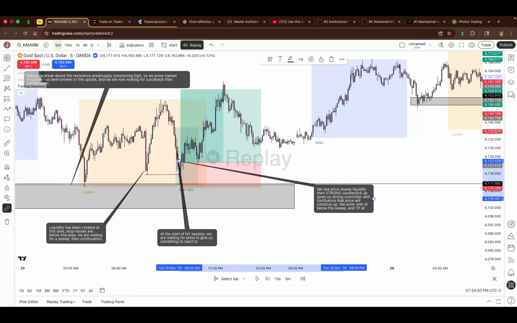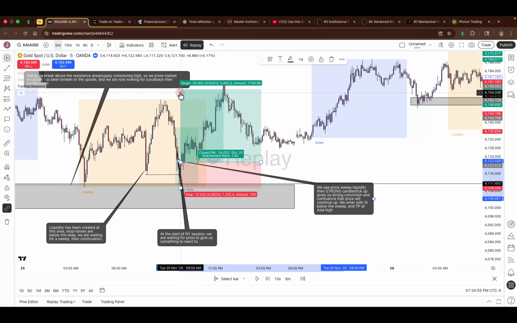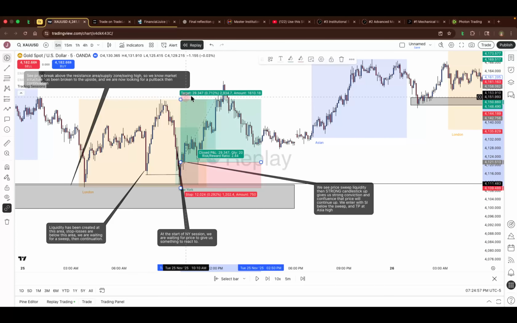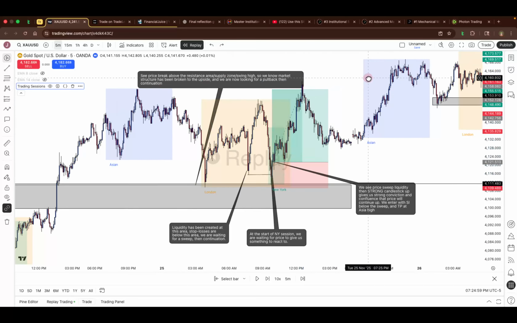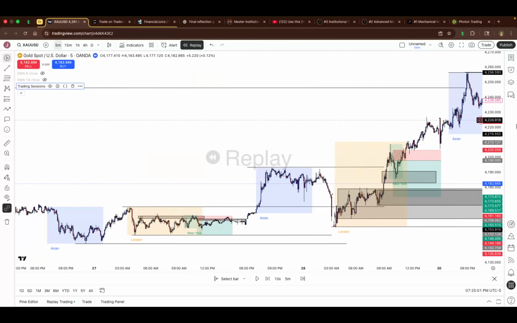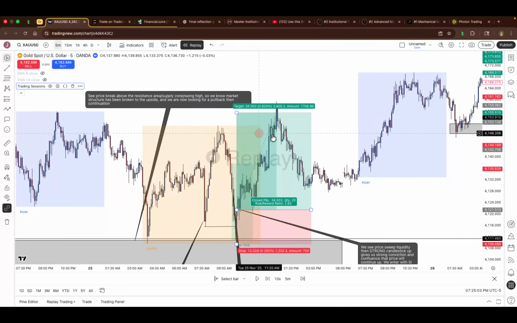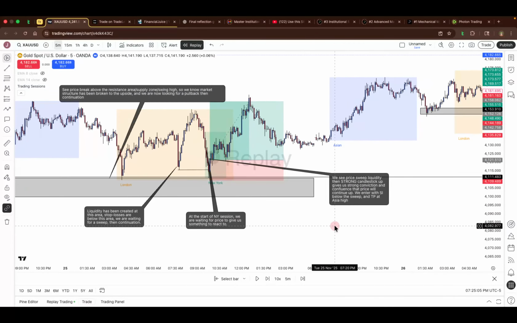And TP at Asia high. Realistically, it could have been at London high, but Asia high gave us a higher risk to reward, so I placed that there. But that was basically it.